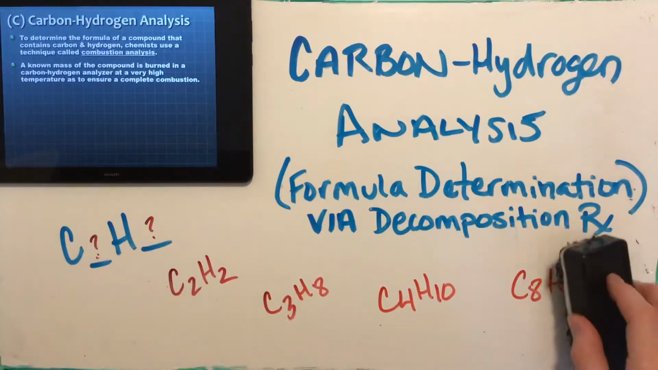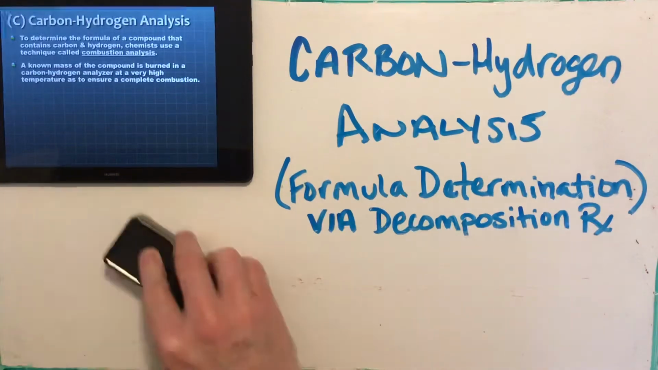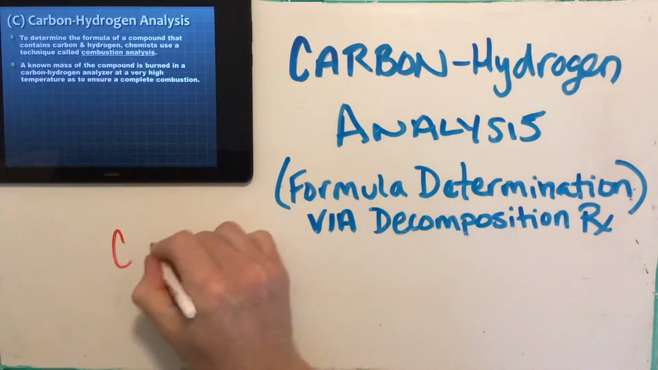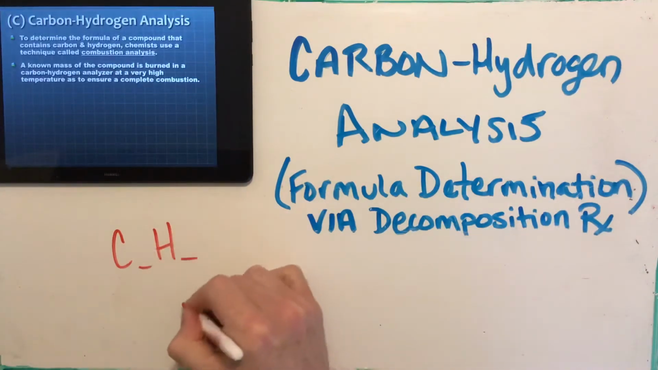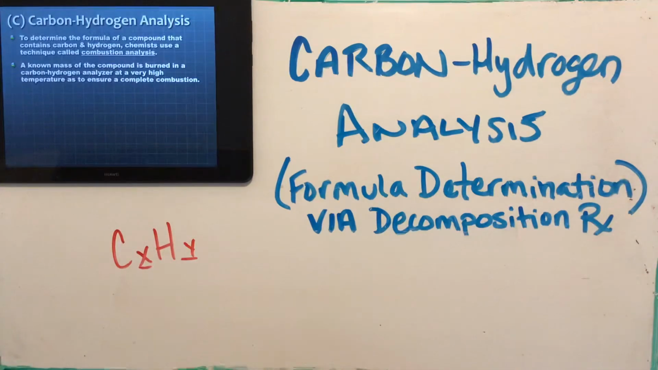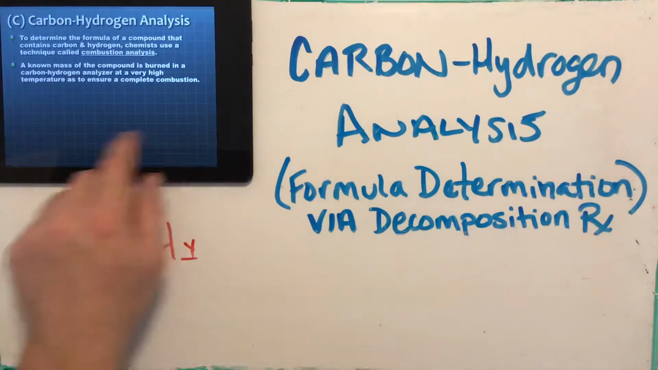So how do we do this? Well, what we do is we take a known mass of the unknown hydrocarbon. We can put X and Y here. So we take a known mass of this hydrocarbon and we put it in a carbon-hydrogen analyzer, and we burn it at a very, very high temperature. We pump oxygen into this thing so it's complete combustion, very efficient combustion.